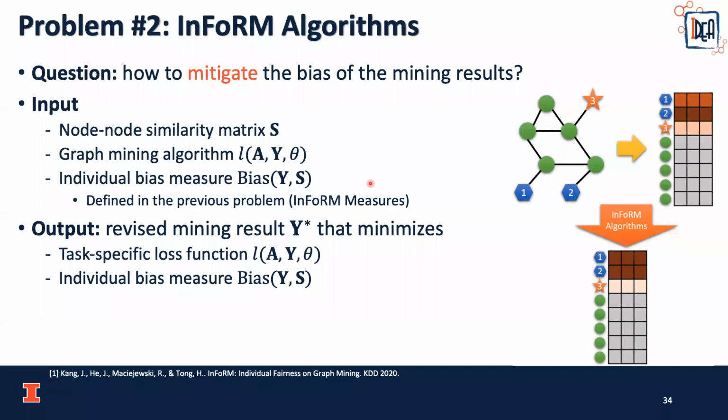Now that we know how to measure the individual bias, we would like to enforce individual fairness by solving this informed algorithm problem. In general, our goal is to learn debiased mining results such that they minimize the task-specific loss function as well as the individual bias measure at the same time.